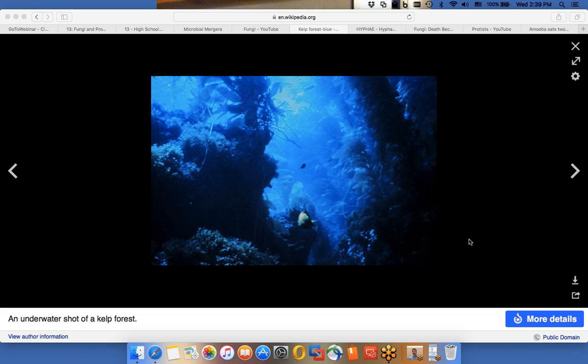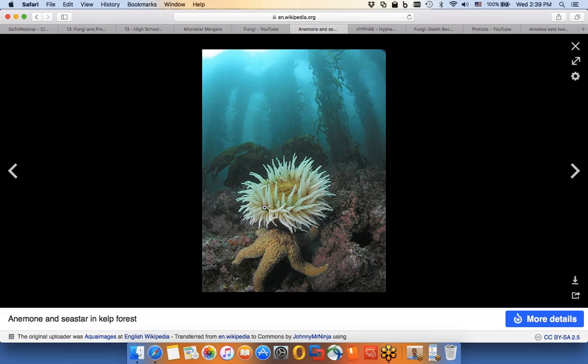What is that white thing? Okay, so let's go back to the previous picture. This white thing is an anemone, all right, and that is a different organism. It's a eukaryotic organism, but it's not a protist.